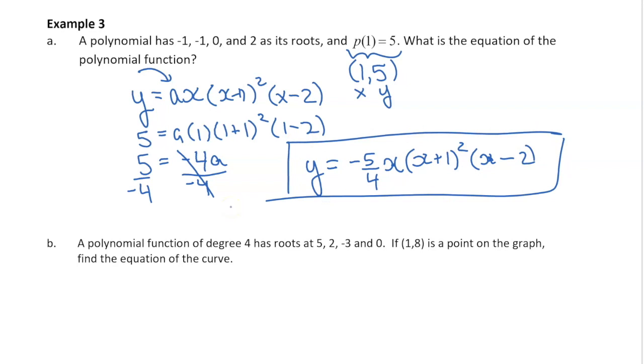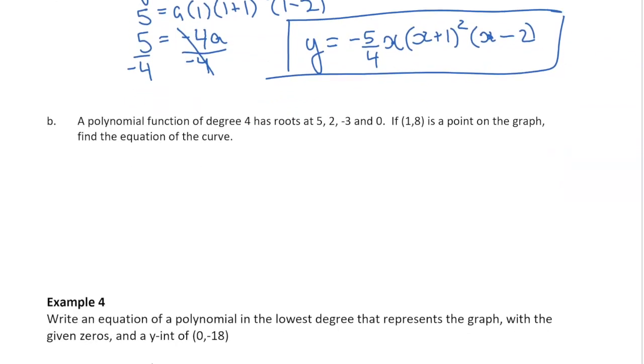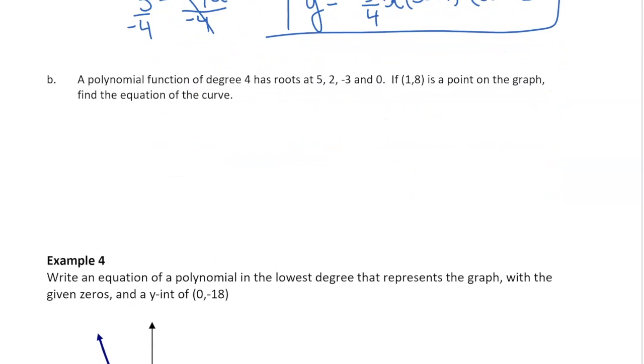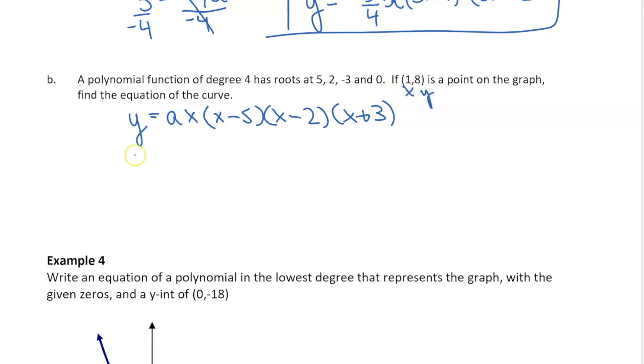Okay, so given that, I would pause the video right now and answer 3B on your own. Okay, pretty similar question to the one above. We could say y equals, we don't know the a value, but we know that it has an (x minus 5), (x minus 2), and (x plus 3). We also know that it passes through the point (1, 8), so we could sub that in for x and y, and we can find out our a value.